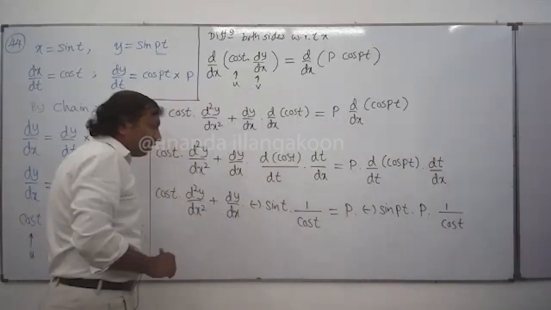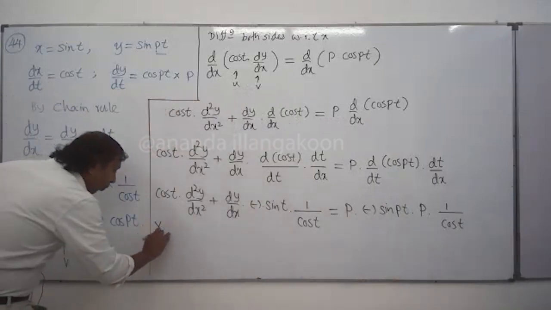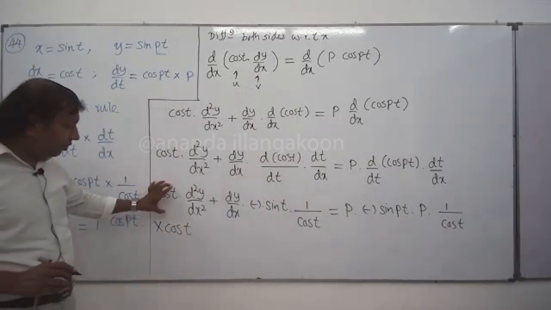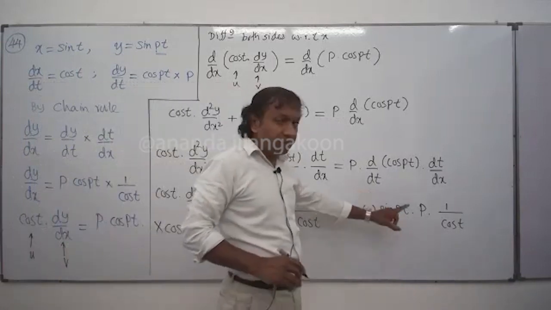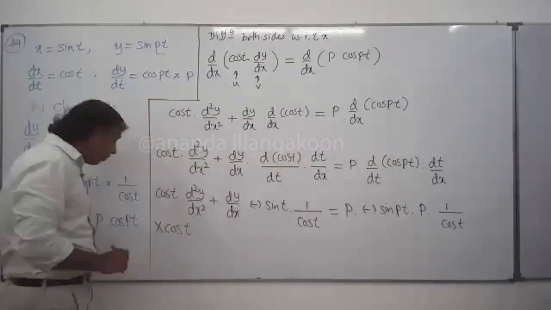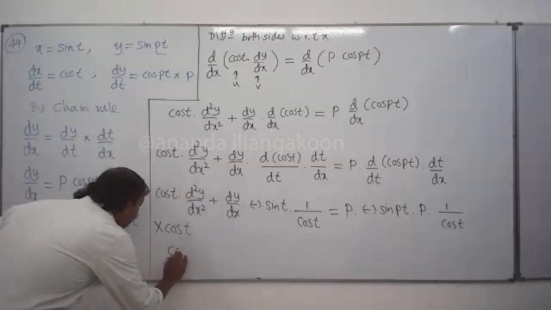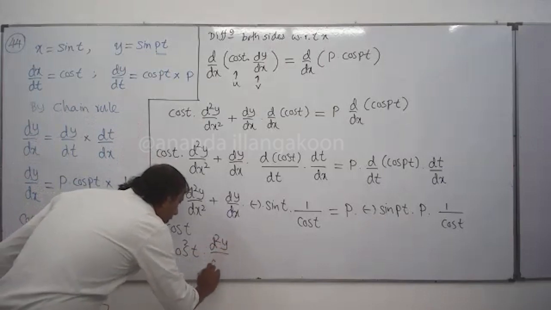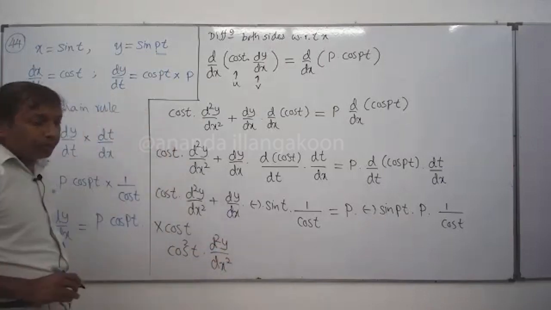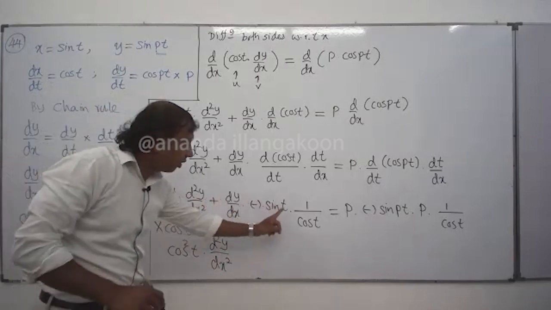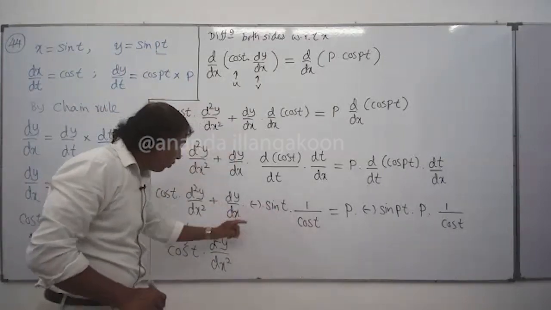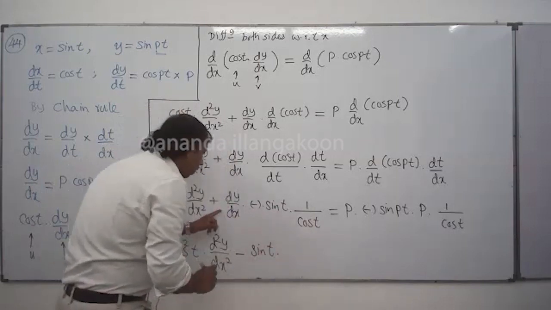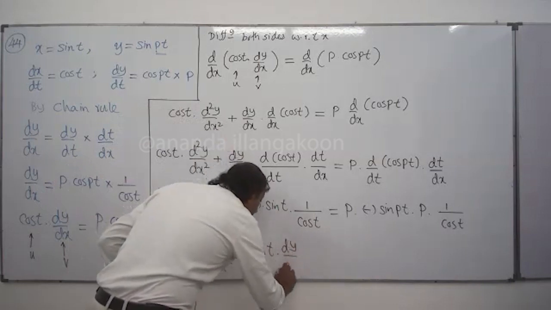Now what I do next is I multiply both sides by cos t. That means this term on the right hand side we multiply by cos t. Then here we already have cos t, and this multiplied by cos t gives cos squared t, d2y over dx2. When I write cos t here, that cos t will cancel with this cos t. Plus and minus make minus sin t times dy by dx.